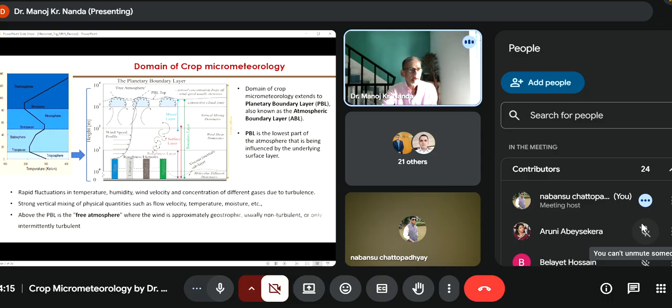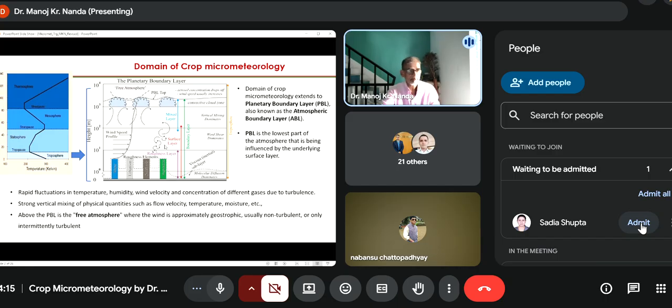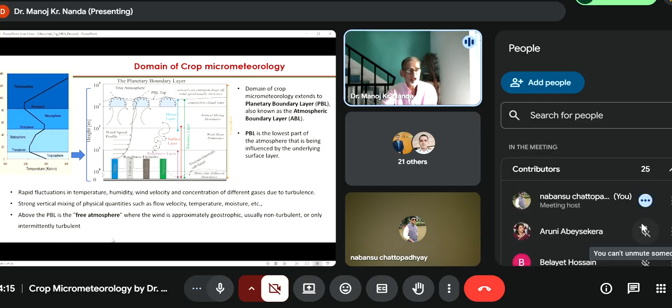Basically, the planetary boundary layer is characterized by rapid fluctuation of temperature, humidity, wind velocity, and concentration of different gases. All these constituents plus wind plus temperature are mixed up here. There is a rigorous, strong vertical mixing among these layers. However, the general trend is there. The general trend divides this planetary boundary layer into different subcomponents. And above the planetary boundary layer, there is free atmosphere. Free atmosphere is not influenced by the surface, as I told earlier.